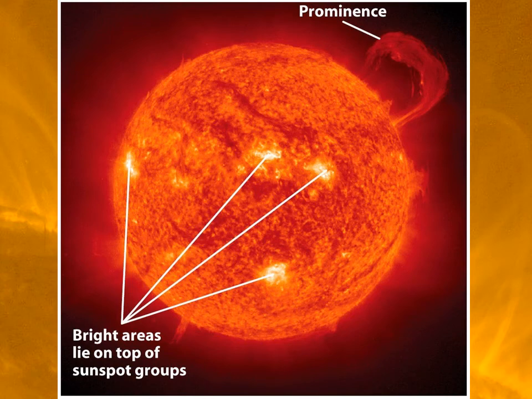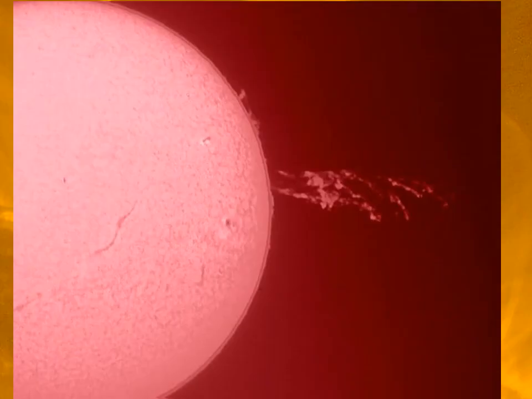Okay. The bright areas in this image right here are the plages. These plages are bright regions in the chromosphere, and they typically lie on top of or above sunspot groups. That tells you there's a lot going on, magnetic activity, magnetic energy at those sunspot groups. And again, here's a big prominence sticking out here from the edge of the sun.